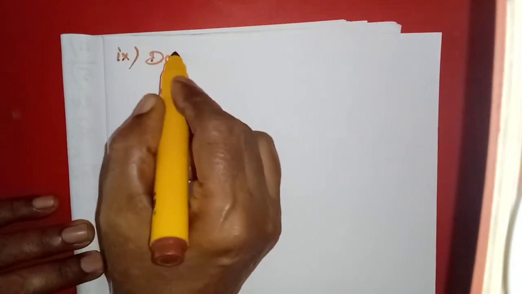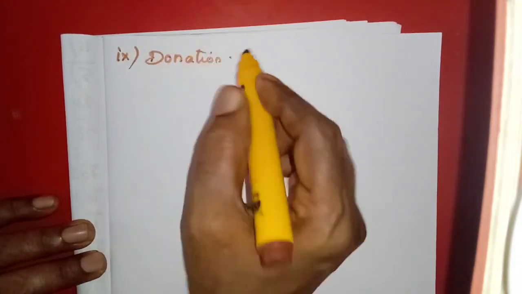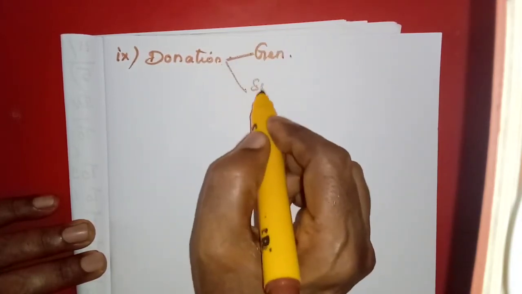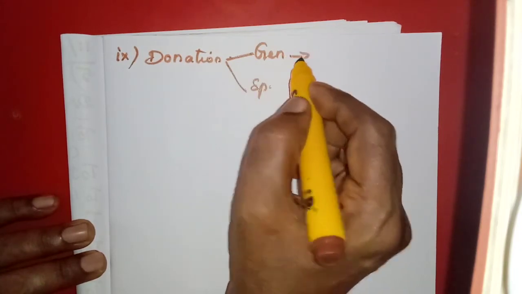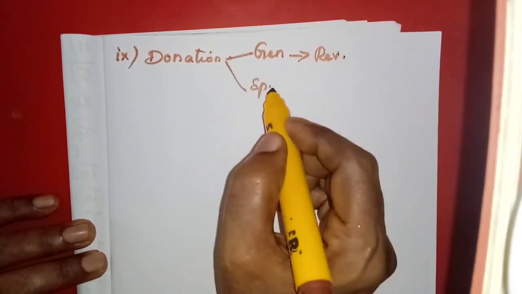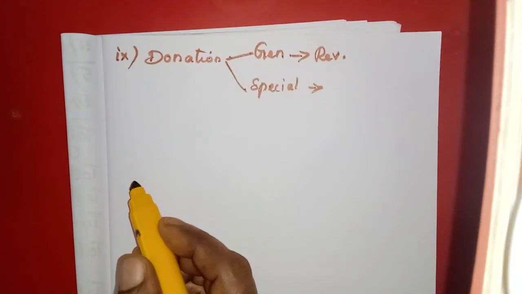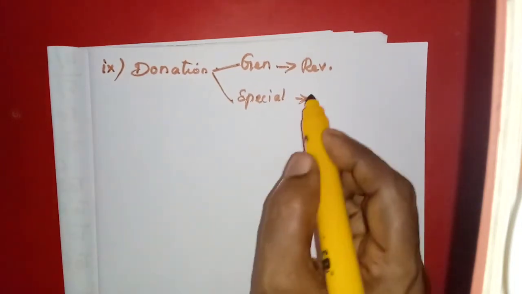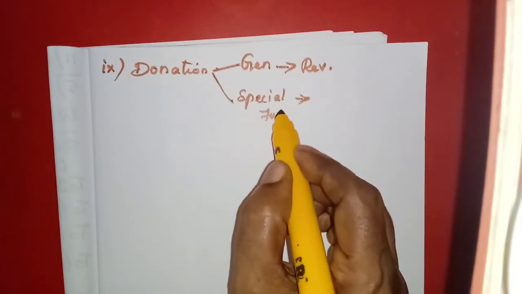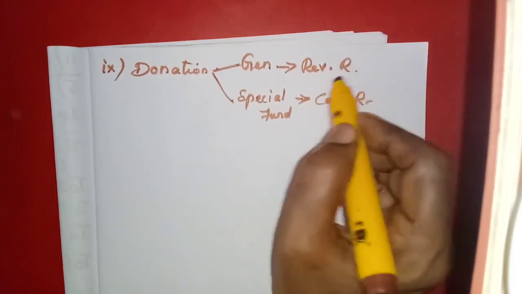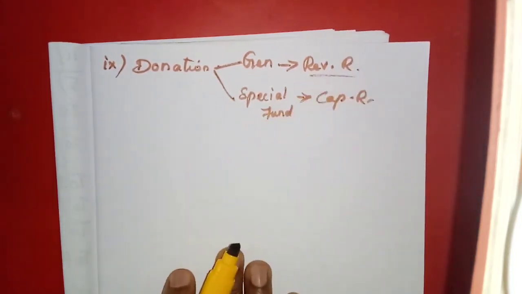Now the donation. Donation, we can say, is divided into two: general donation and specific donation. For general, simply donation means it is revenue receipt. But for any special purpose, like donation for prize fund, if they receive donation for fund purposes, that is regarded as the capital receipt. Here it is revenue receipt, so it will come in the income and expenditure account.